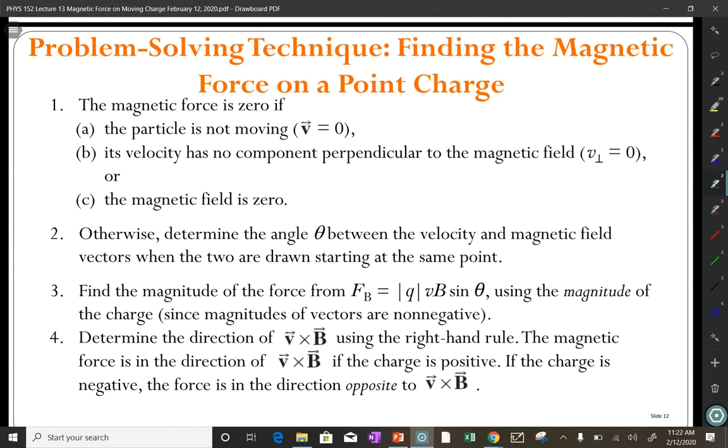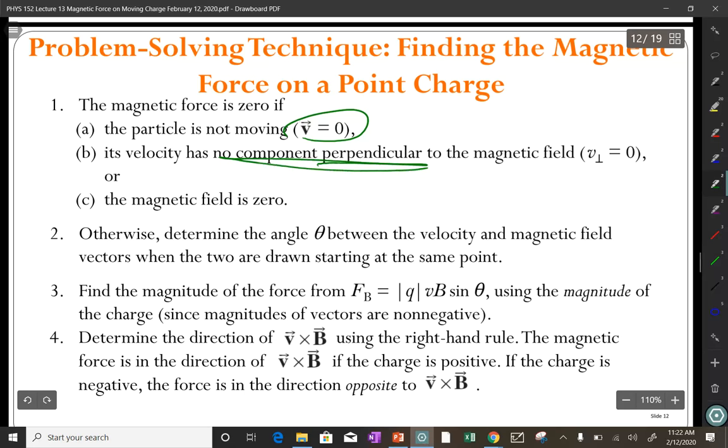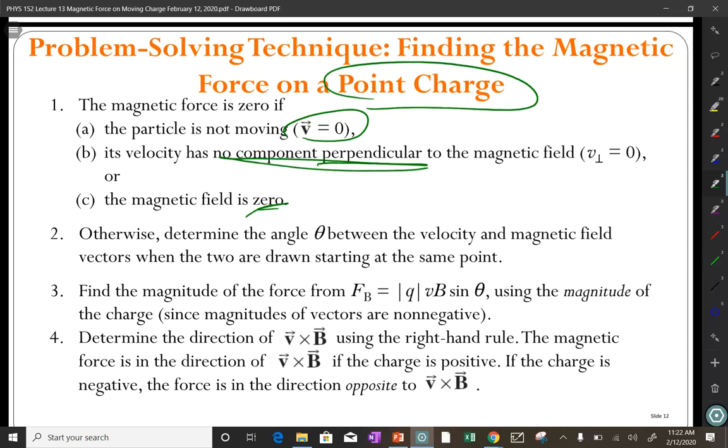How do we solve problems? First, check to see if the magnetic force is 0. If the magnetic force is 0, you're pretty much done, right? There are 3 cases that would give you a magnetic force of 0: if the particle is not moving, if its velocity is parallel to the magnetic field, or if the magnetic field is 0. I left off one because it says point charge. If you had no charge, that would be 0 as well, but then it wouldn't be a point charge. So that's another thing to check. Make sure you have a charged particle.